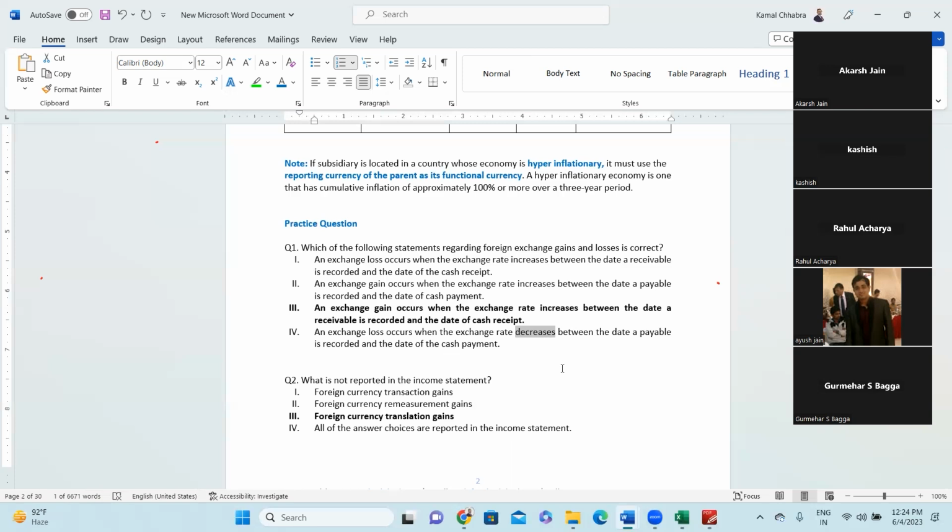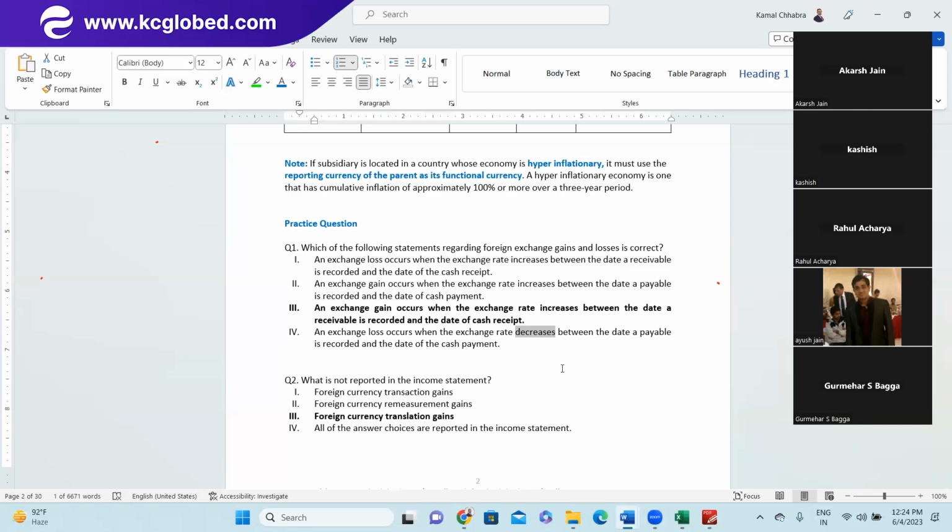Last question. What is not reported in the income statement? Foreign currency transaction gain, foreign currency remeasurement gain, foreign currency translation gain, or all of the above? So translation gain, because that goes into the retained earnings directly. Or sorry, OCI, other comprehensive income. Yeah, sorry. It goes to other comprehensive income. Right, Gurmehar?